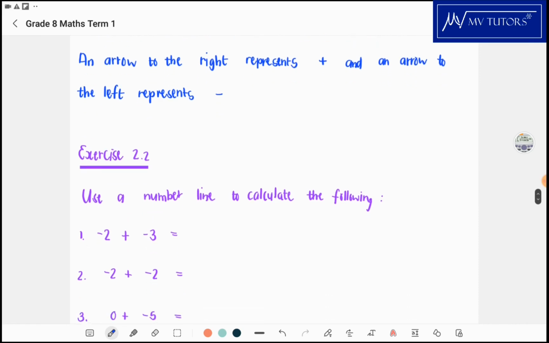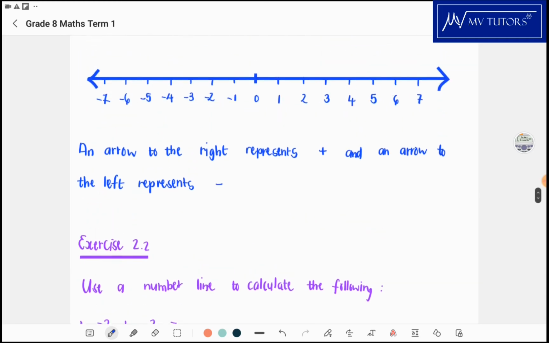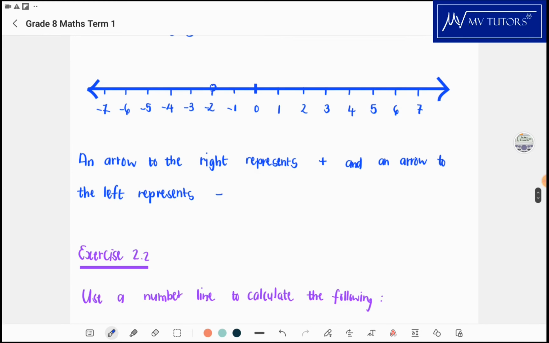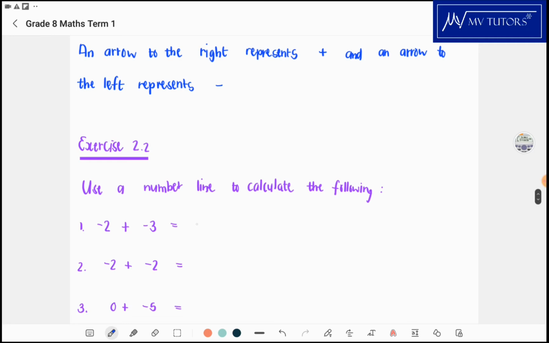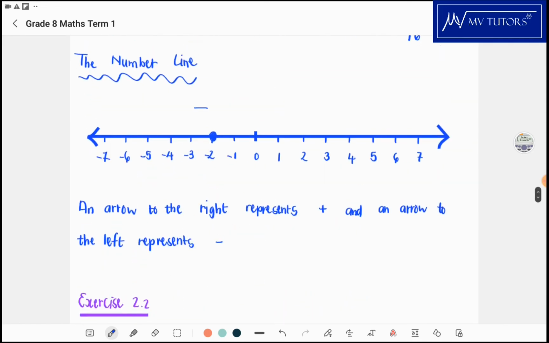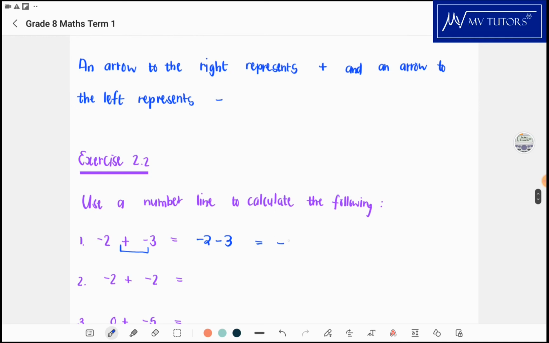Minus 2 plus minus 3. We will get to the rules of plus and negative together, negative and negative together. But for now, let's just say we have minus 2. So this is where we are starting, and we are adding negative 3. If we're adding a negative 3, it's the same as saying minus 2 minus 3, because a positive and a negative give us a negative. So what is minus 2 minus 3? From negative 2, we're going to move to the left because we're subtracting. So if we subtract 3, 1, 2, 3, we get to negative 5.